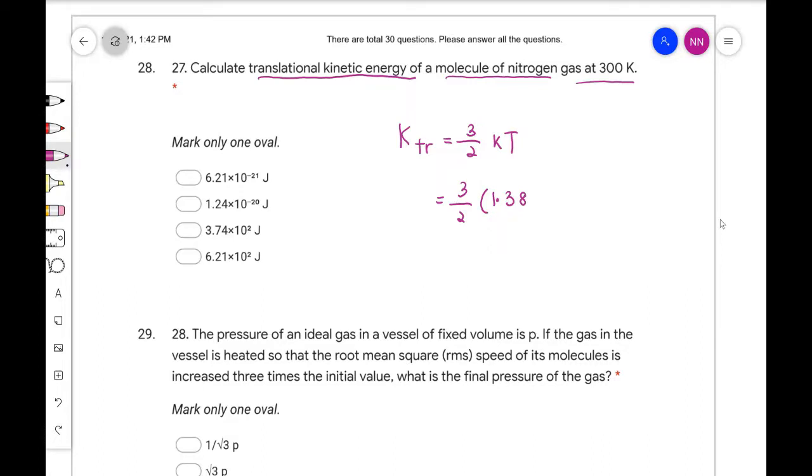Okay, it is 1.38 times 10 to the power of negative 23. Temperature is 300 Kelvin. Okay, temperature must be in unit Kelvin, must be in SI unit. So translational kinetic energy equals 6.21 times 10 to the power of negative 21 joule. So the answer is A.